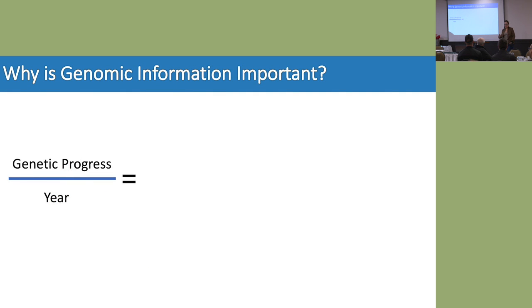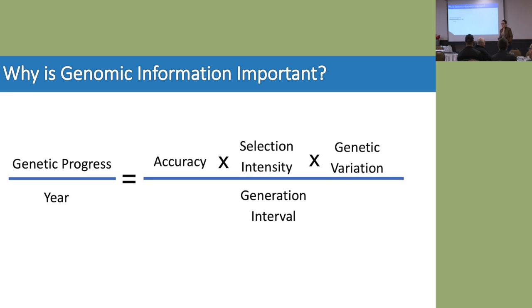And I'm a geneticist, so I have to go back to a formula here again. Genetic progress per year. Has anybody seen this formula before? Does anybody know what the answer is? You're going to hate me by the time I'm done, because there's like so many numbers and formulas and stuff.